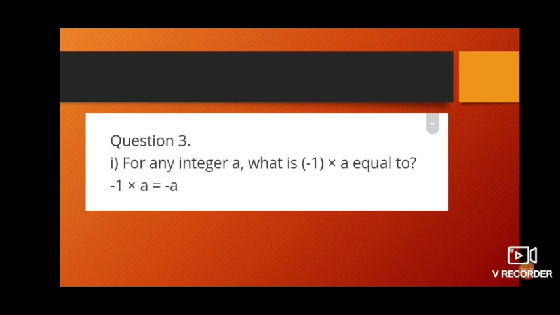Next, question number 3. For any integer a, what is minus 1 into a equal to? Means if we take any integer and multiply it with minus 1, what will happen? We will get a sign change. Here a into minus 1 will get minus a. If a is some other integer, like 4 into minus 1, we will get minus 4. If we multiply minus 4, the sign will change to plus 4. Whenever we multiply with minus 1, the sign will change for the number.